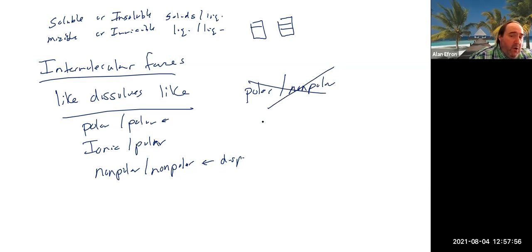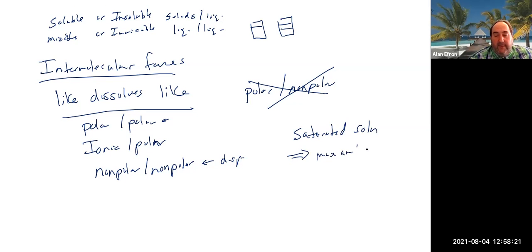Those guys have no way of interacting with each other over a long period of time. So they have no way to maintain that interaction, and they really will separate out. We also talked about ways to classify solutions. There's saturated solution, which basically means we have the maximum amount of solute dissolved.